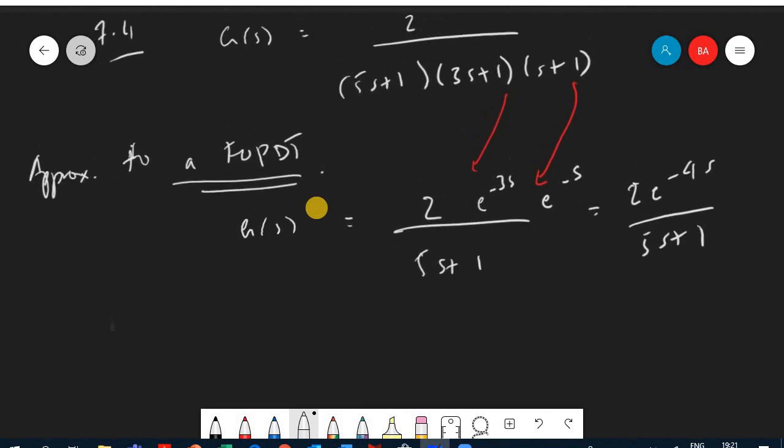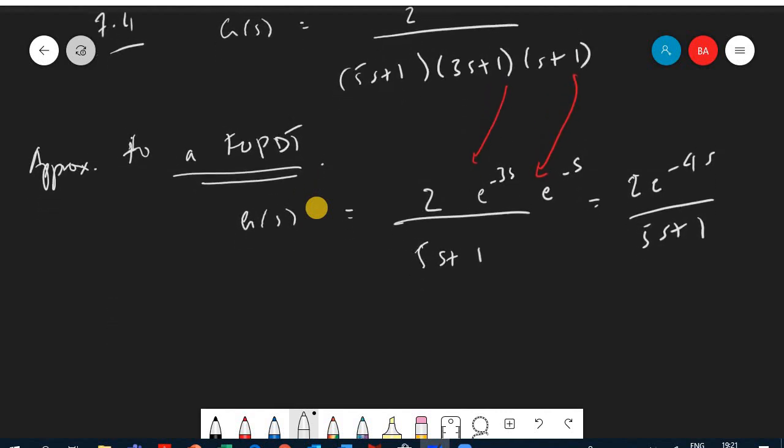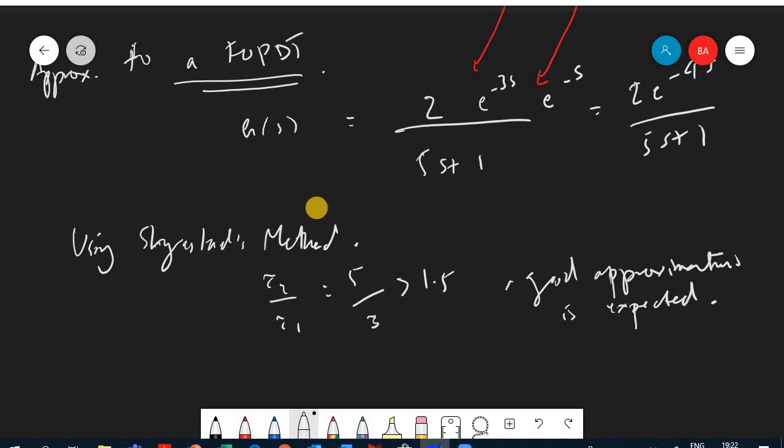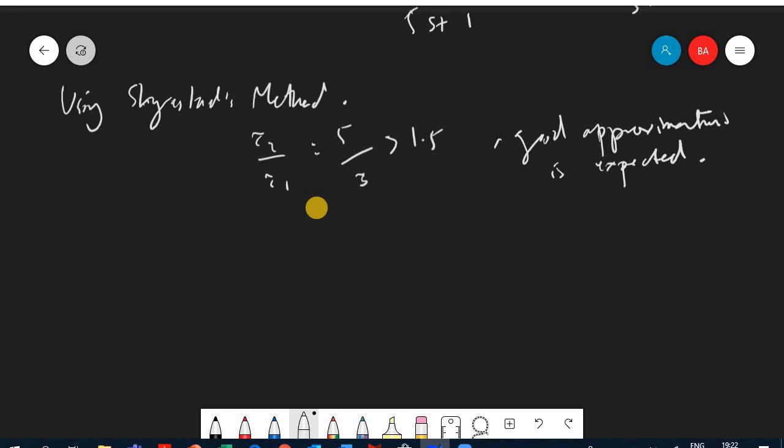And if I want to use the Skogestad method, for the first order, I just want to make sure that I will get a good accurate approximation or not. So using the Skogestad method, we just want to make sure that tau 2 over tau 1, which is 5 over 3, is greater than 1.5. 5 over 3 definitely is greater than 1.5. So a good approximation is expected. And by that, it means that now I can do my job of approximation.